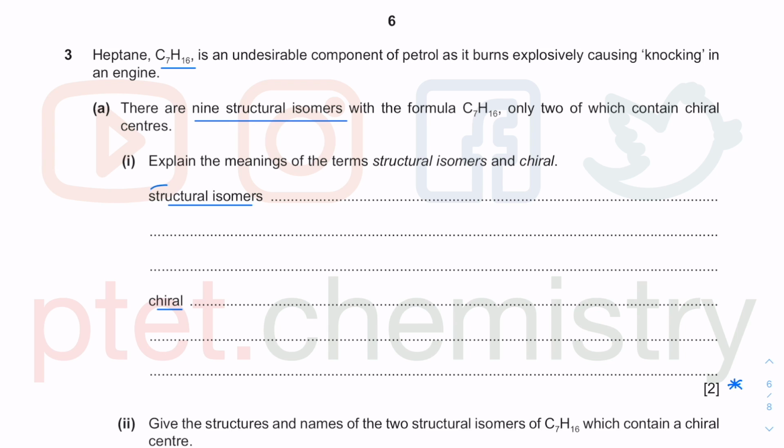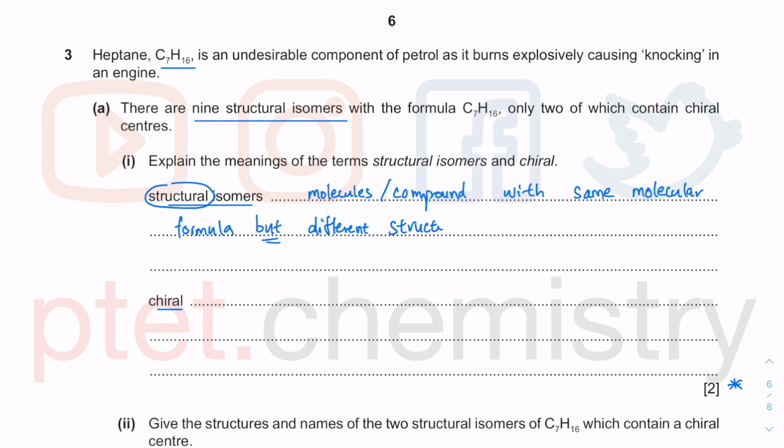So structural isomers, from the name itself, they are molecules or compounds with the same molecular formula. There's the key thing. They must have the same molecular formula. So that means they have the same actual number of atoms in the molecule, in one single molecule. But what is different? Because of the name itself, they must have different structural formula. When you write out the structural formula, they look different because they are structural isomers.